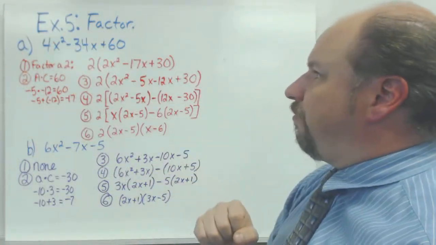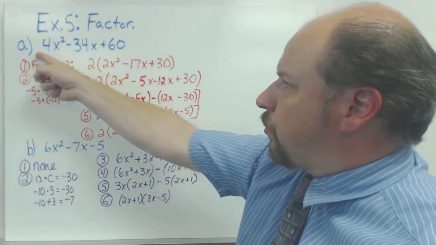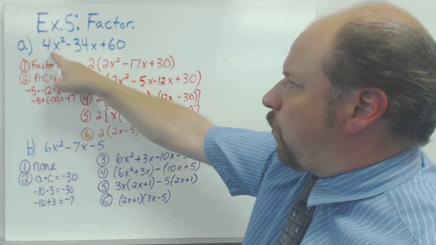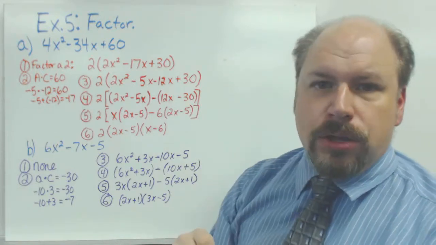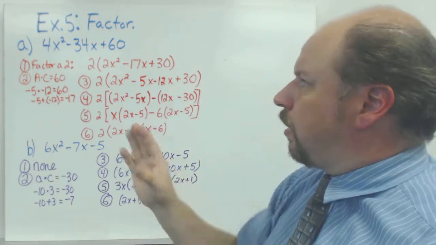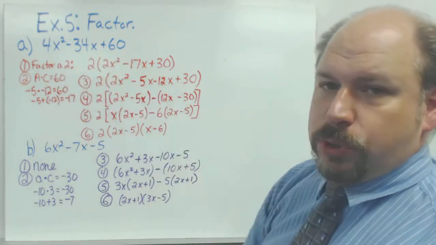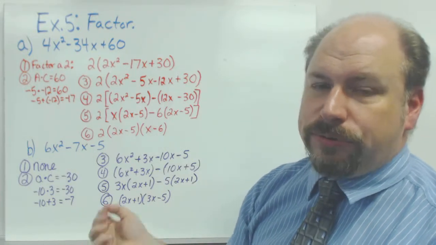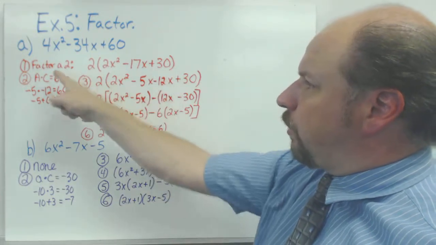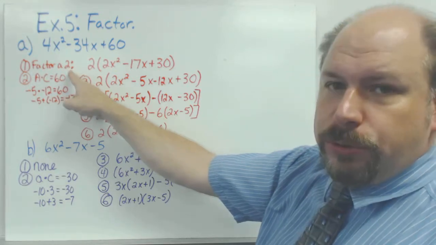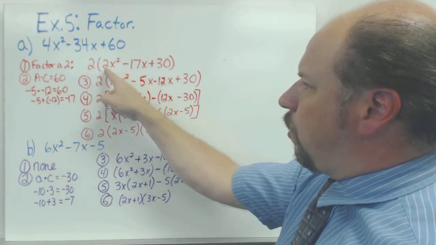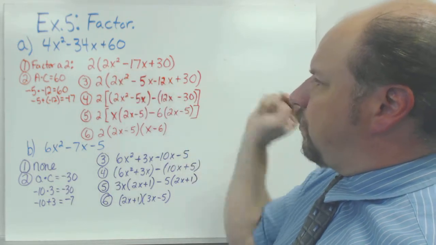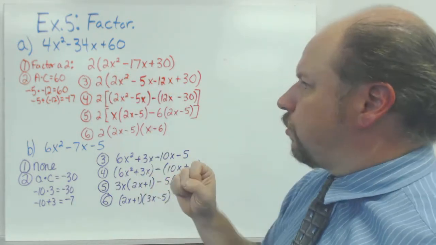Okay, so example 5, factor. And our first one, a, is 4x squared minus 34x plus 60. So hopefully you notice on this one that since all of these terms are even, we have a common factor of 2 in all of them. So the first thing we want to do is factor out 2. So we're going to take 2 out of every term. So we have 2 times the quantity, 2x squared minus 17x plus 30. Okay, so far so good.